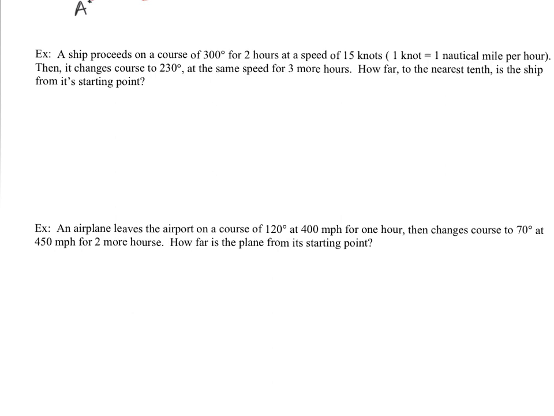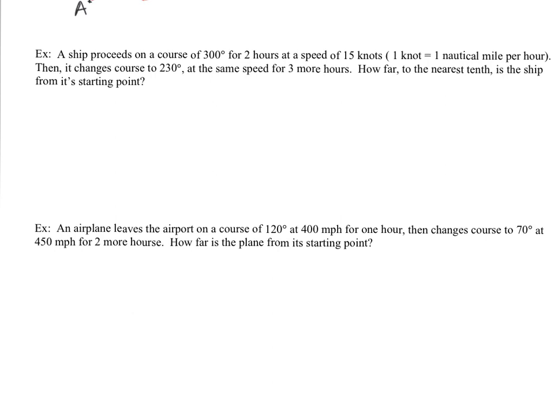For our next picture, it says a ship proceeds on a course of 300 degrees for 2 hours at a speed of 15 knots, and a knot is defined as a nautical mile per hour. Then it changes course to 230 at the same speed for 3 more hours. How far to the nearest tenth is the ship from its starting point? So this sounds familiar to that sailboat problem on the law of sines versus law of cosines worksheet, but our picture is going to look a little different.